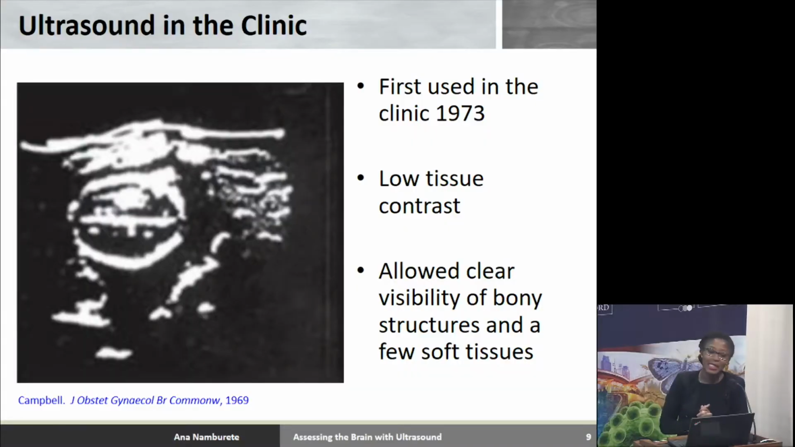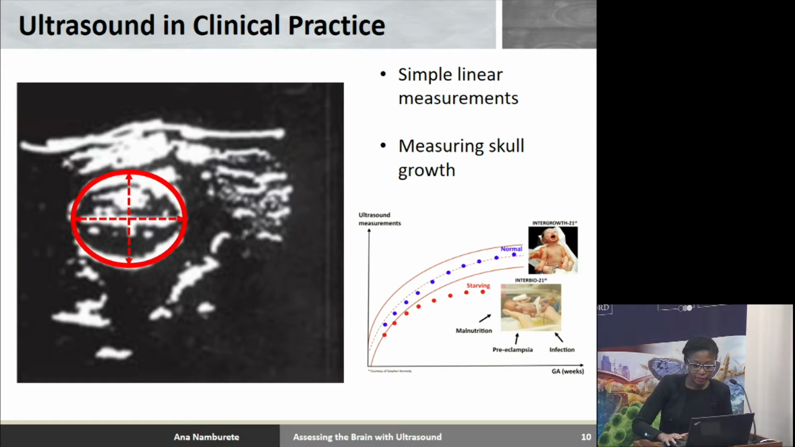Now, when most people think of ultrasound, they think of an image sort of like this, where you have very low tissue contrast, and it's an old technology. It emerged maybe in the 70s in the clinic, but we have to commend them. They did really well in taking an image like this, collecting very simple measurements like these, and regressing to growth. So with this very simple image and simple measurement, they can predict when the baby is going to be born. How well is it doing? Is it normal? Is it starving? Is there something else going on? So it's not surprising that this is still standard practice to this day.